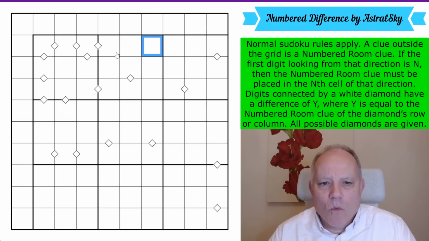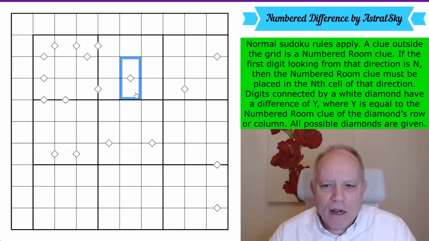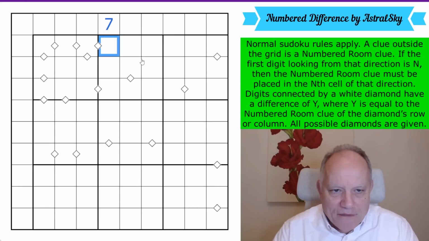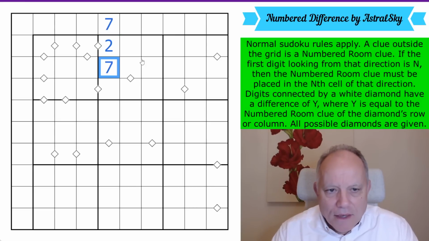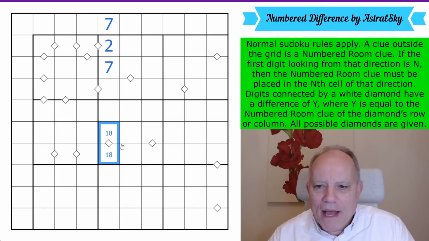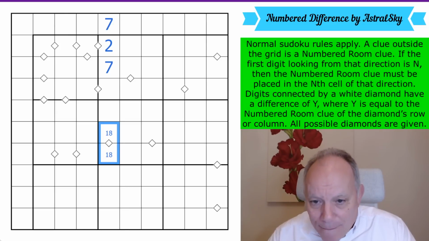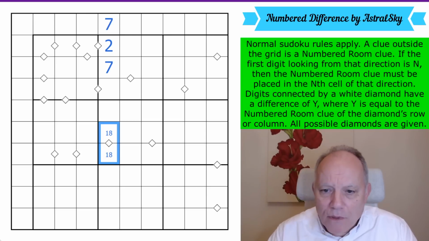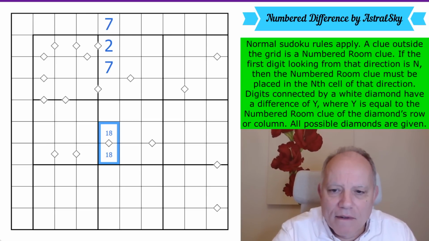Digits connected by white diamonds have a difference of y, where y is equal to the numbered rooms clue of the diamond's row or column. So let's go back to where we had a 7 there, which did that. The difference here would have to be 7, which now that 2 was used up, would be a 1-8 pair. I think that's what this means. Oh, there's an extra rule that matters. All possible diamonds are given.